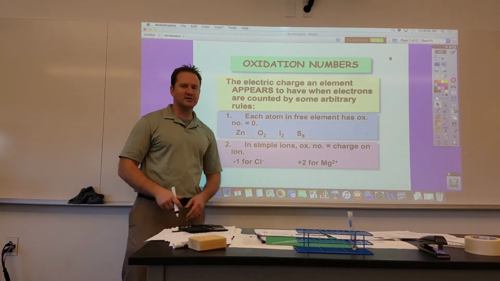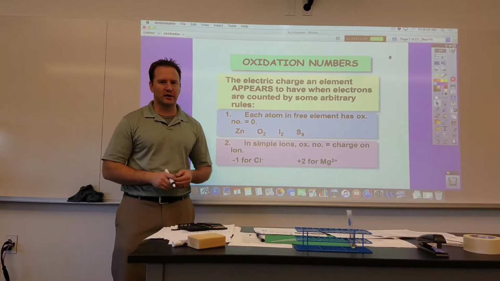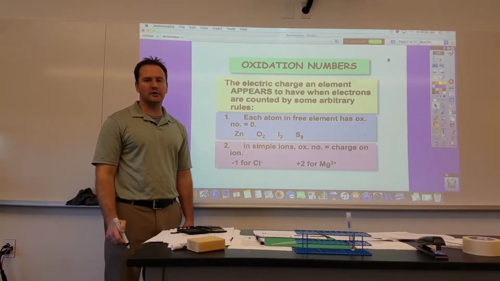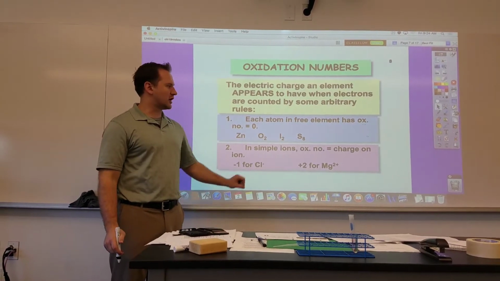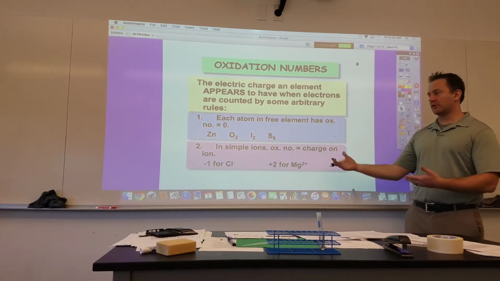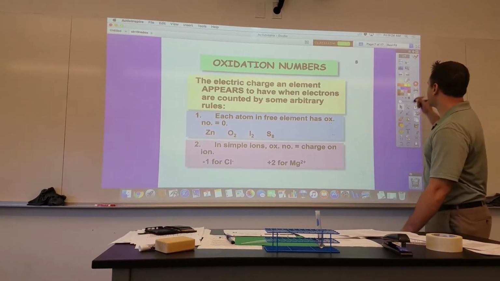For simple ions like alkali metal ions, alkaline earth metal ions, or halogens, in ionic compounds, their oxidation states are their charges as ions. So if you have sodium chloride, chloride's -1 and the sodium would be +1.